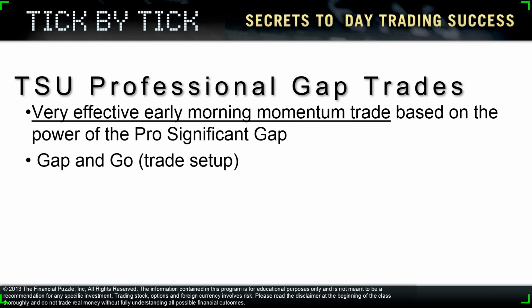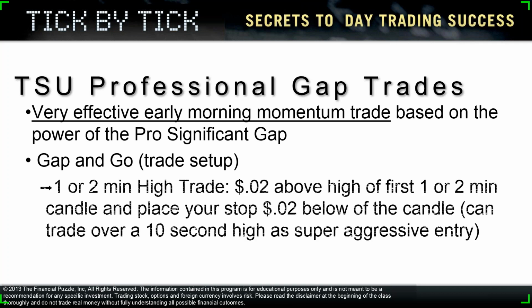The gap and go trade setup. Now, it's my least favorite. I don't really even trade the gap and go setup very much at all, but I'm going to show it to you. It's very highly effective, and I'll show you an alternative way to play it as well. So what you do is you just let the first 1 or 2 minute candle close, and then you enter 2 cents above the close of that 1 or 2 minute candle, and then you place your stop 2 cents below that candle.